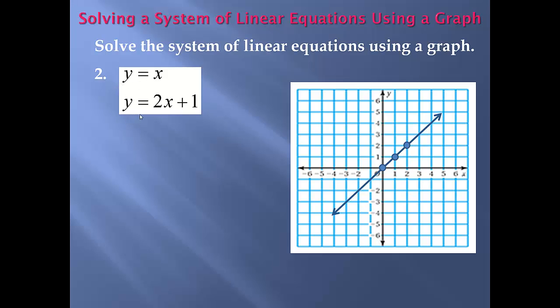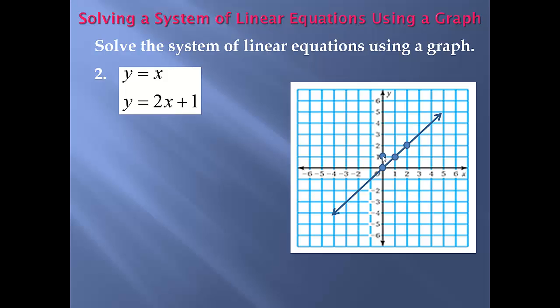Next, we need to graph the second equation. So we have y equals 2x plus 1. The y-intercept is 1. So we can go ahead and plot that point at y equals 1. Then we can use our slope, which is 2, to plot additional points.